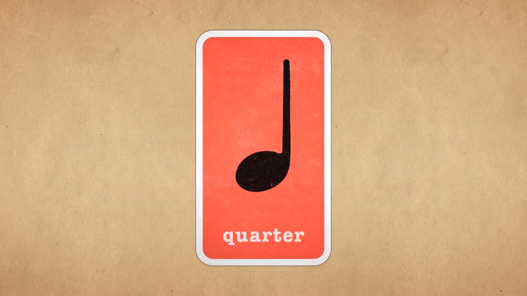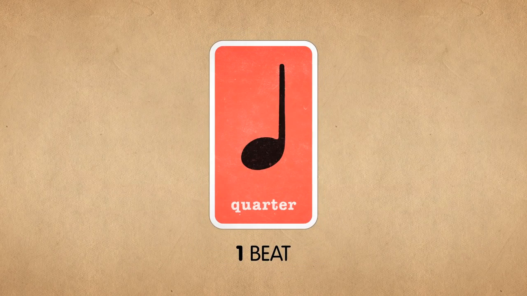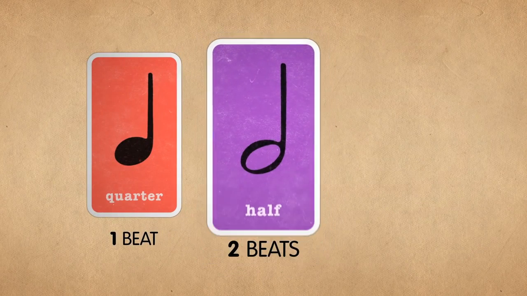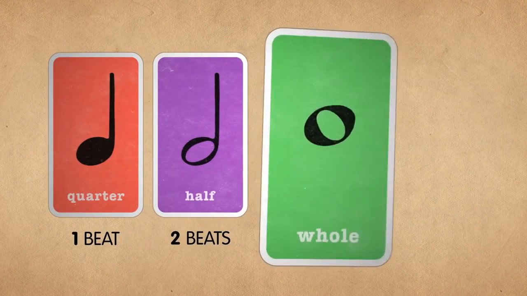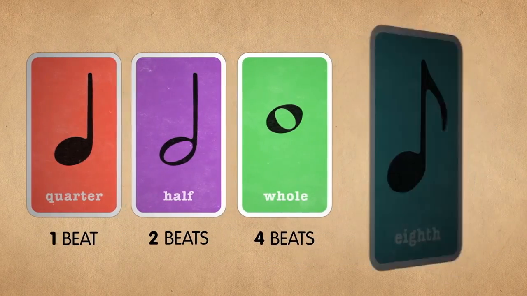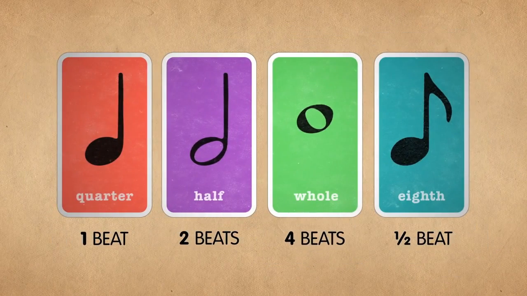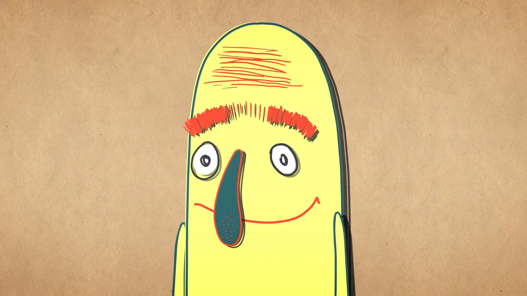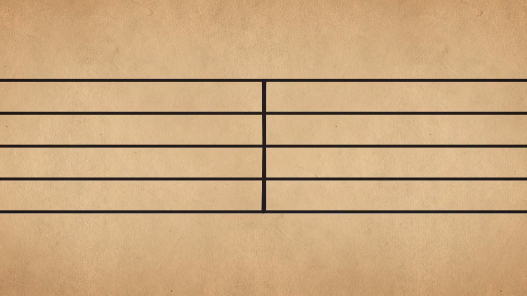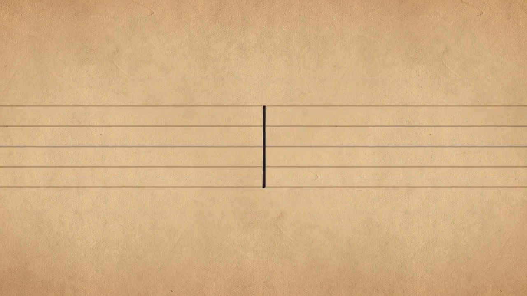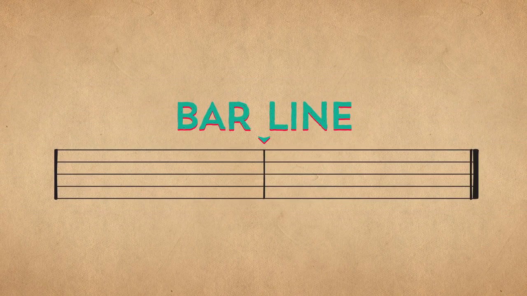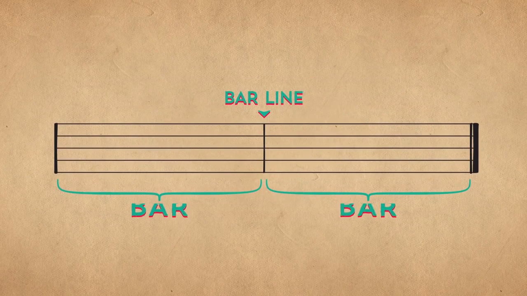It's the most basic unit of rhythm, and it's worth 1 beat. This is a half note, and it's worth 2 beats. This whole note here is worth 4 beats, and these little guys are eighth notes, worth half a beat each. Great, you say. What does that mean? You might have noticed that across the length of a staff, there are little lines dividing it into small sections. These are bar lines, and we refer to each section as a bar.